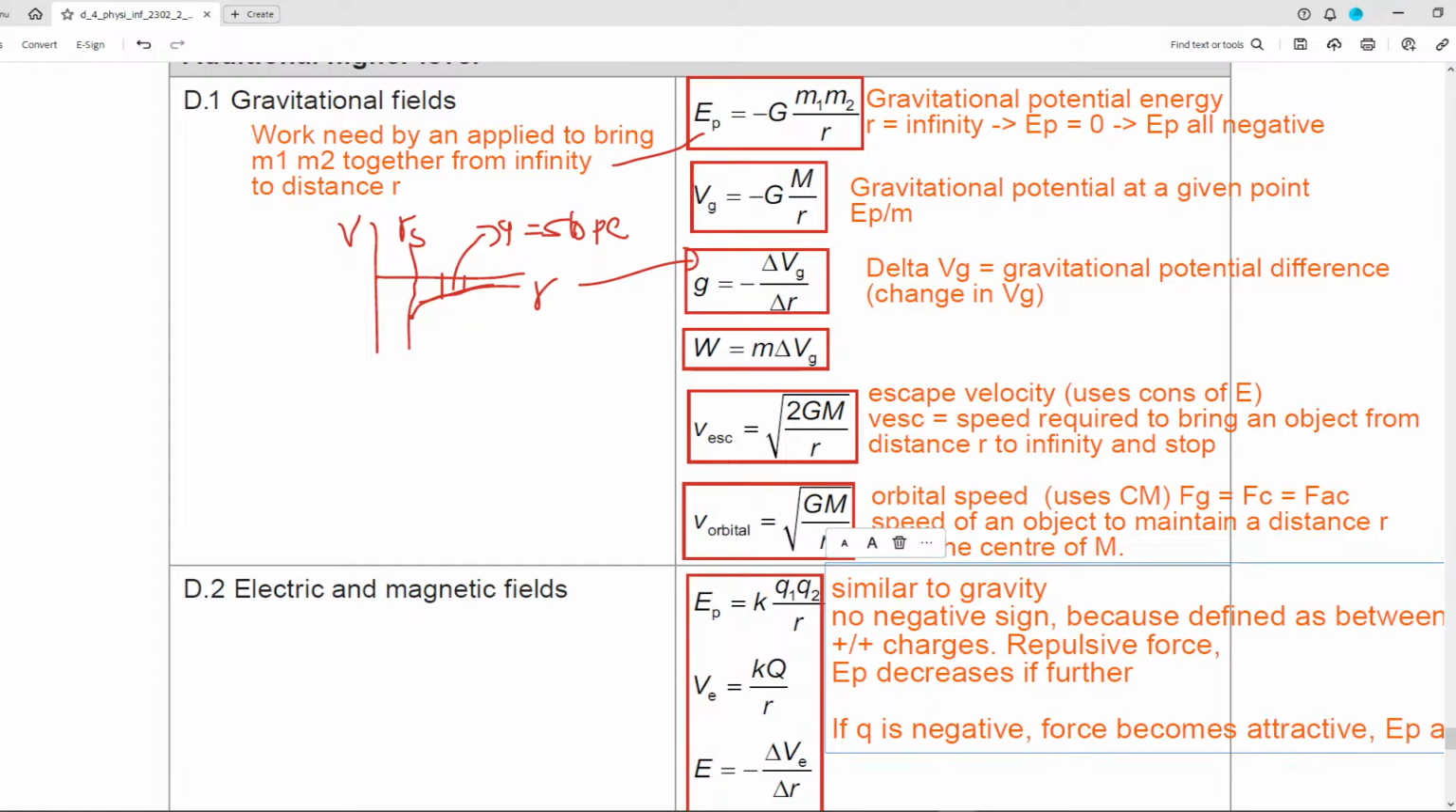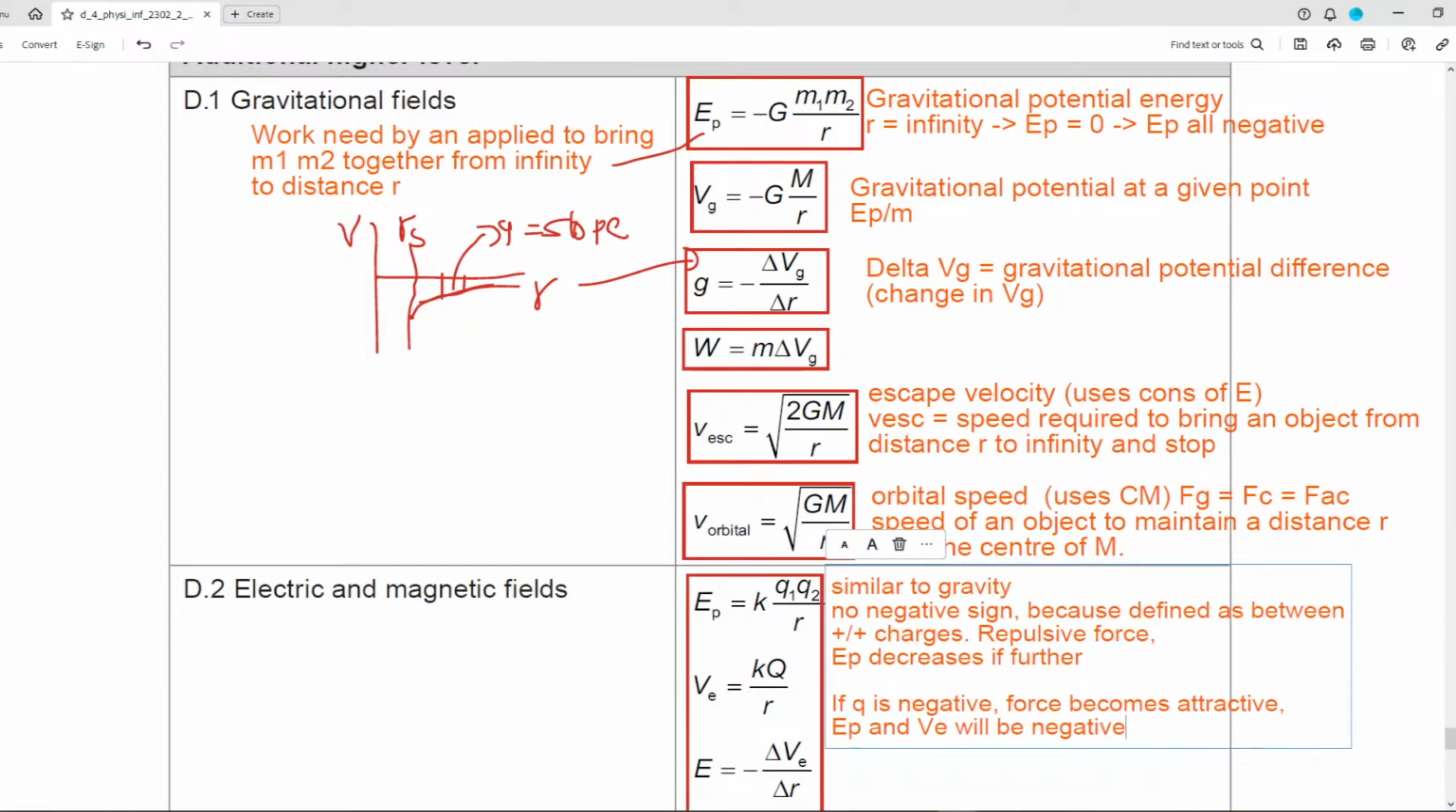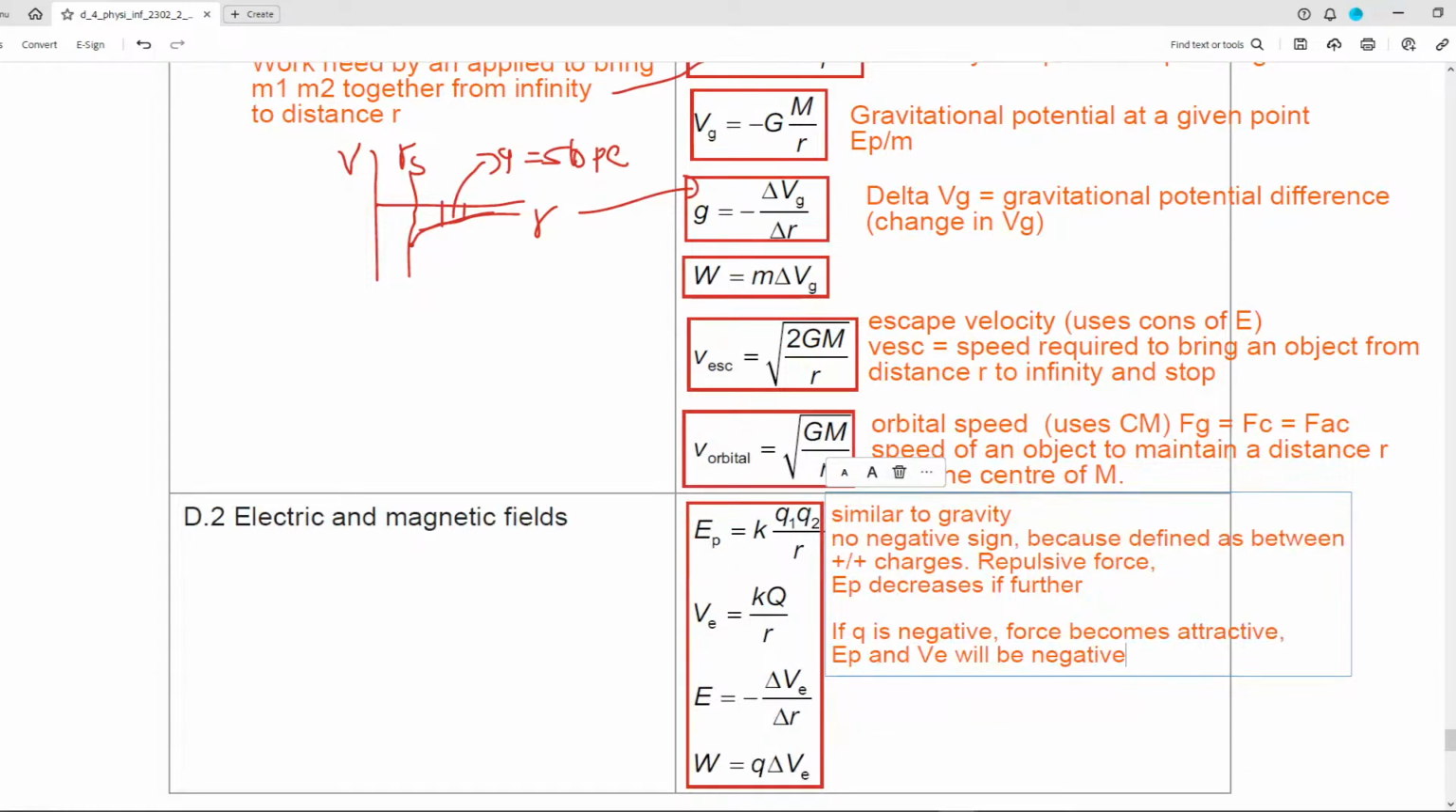And EP and V become negative again. EP and VE will be negative, which once again, just like gravity, right? Gravity is always attractive, so everything's negative. So if a source is positive, Q is positive, for instance, or Q is negative, then a positive test charge will be attracted to it.